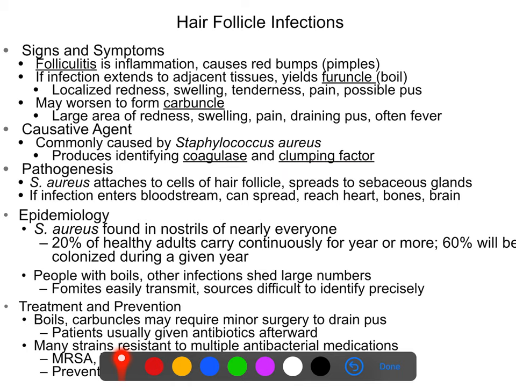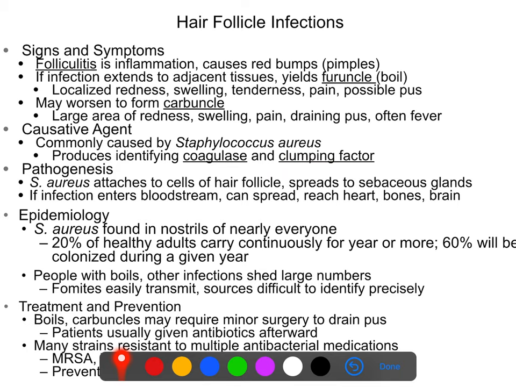Staph aureus is found in the nares of nearly everyone at some point in their life. About 20% of people carry it continuously for a year or more, and 60% will be colonized for some part of a year with what's called your transient flora. And it can be very easily transferred from person to person through direct contact or fomites. So you should be careful and wear gloves if you are treating somebody with boils or carbuncles.